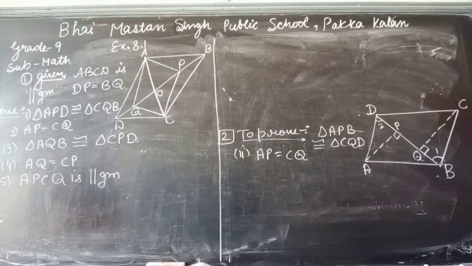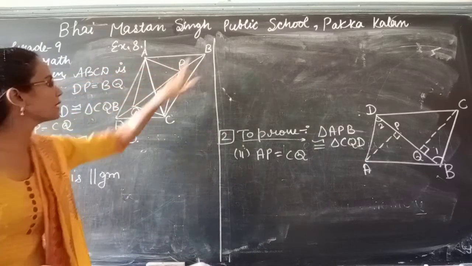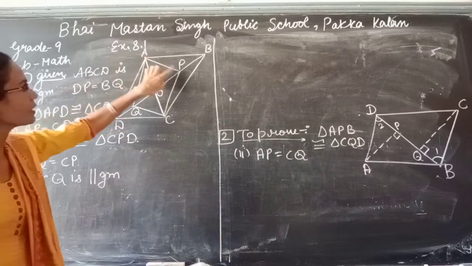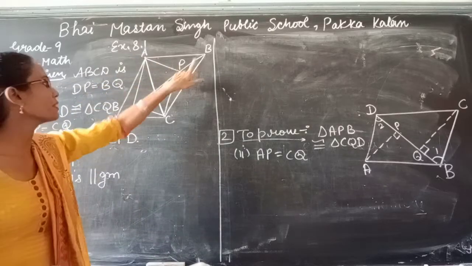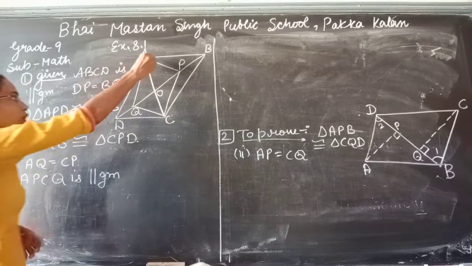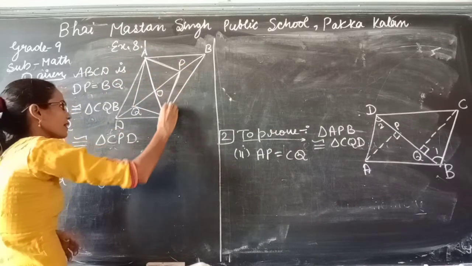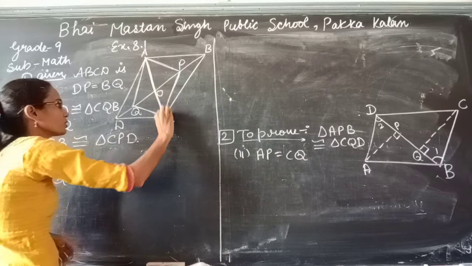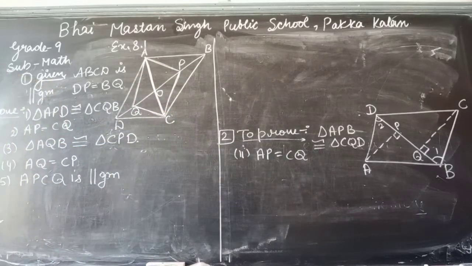So let's start. In this question, given ABCD is a parallelogram, and this is a diagonal DB, and from A these points meet. This diagram is given to you, and this is a construction. You should join AC. And to prove, firstly, triangle APD is congruent to triangle CQB.